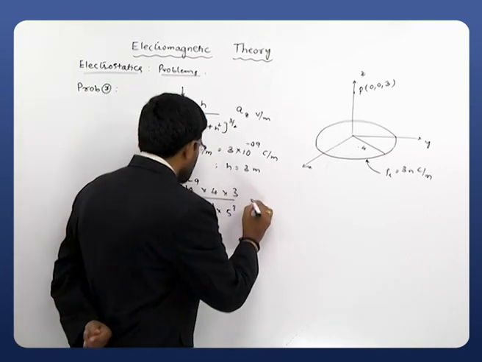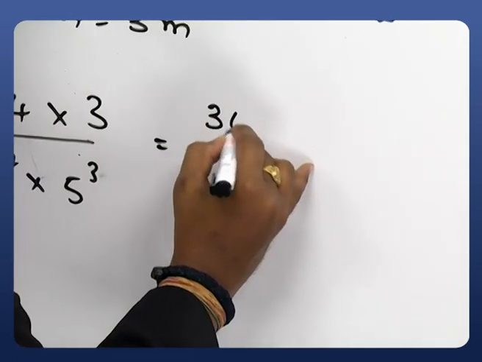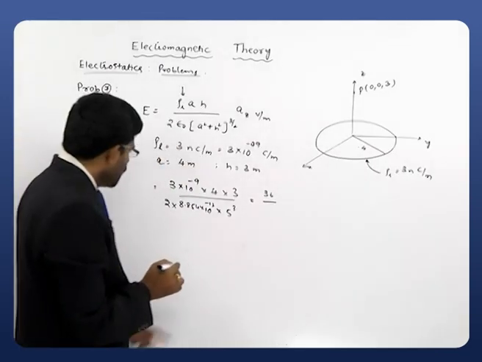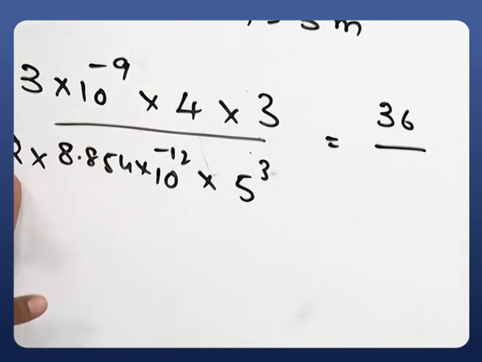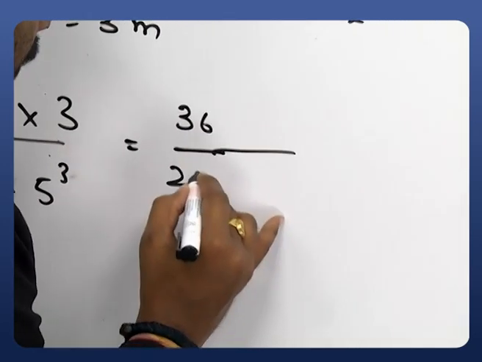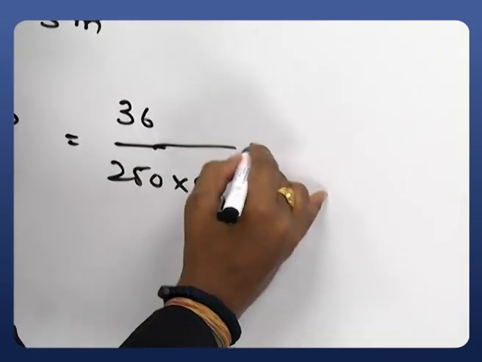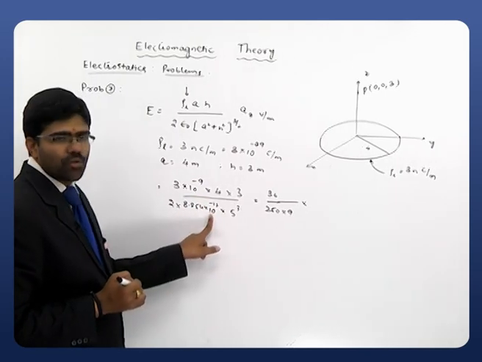So this is simply 3 times 3 is 9, times 4 is 36, divided by, here what we get is 2 into, approximately taking epsilon naught as 9, 2 into 9 into 125. 2 into 125 is 250, into 9, into 10 power minus 9 here, and 10 power minus 12 here.